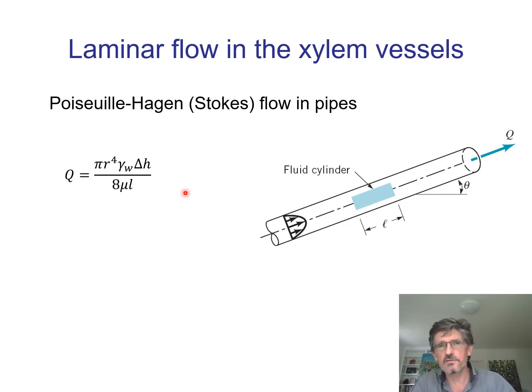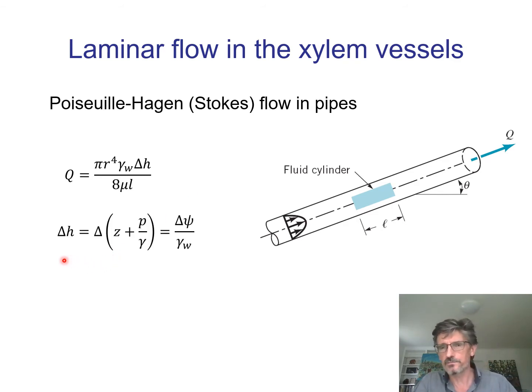How can we connect this to the transport formula in terms of water potential? Well, that is easy. We just have to remember how to link the hydrostatic head, which is energy per unit weight. So delta H is delta of the elevation plus P over gamma, which is the pressure head. And now if we multiply this by gamma W, the specific weight of water, we get a pressure, which is exactly the gradient in water potential that we need.